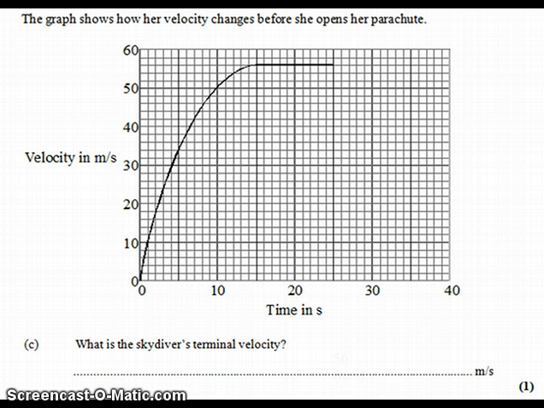So the graph is a velocity time graph, and it's showing that the velocity is increasing until it reaches a maximum constant velocity. That is the terminal velocity, and if you read across on the x-axis, we can see that it's exactly 56 meters per second. No other answer is acceptable. You didn't need to write meters per second to get the mark because that's already on the answer sheet.